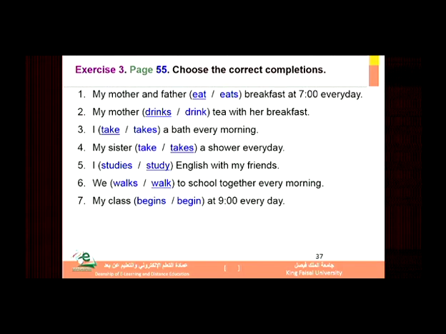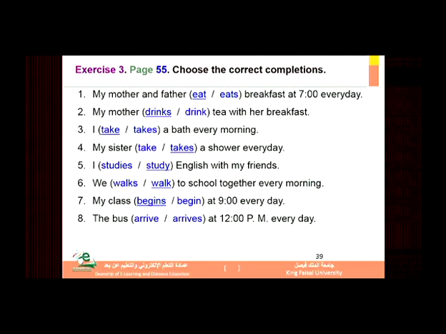Question number 7, my class begins or begin at 9 every day. My class is a third person singular noun, so the verb has to take an S, so my class begins at 9 o'clock every day.